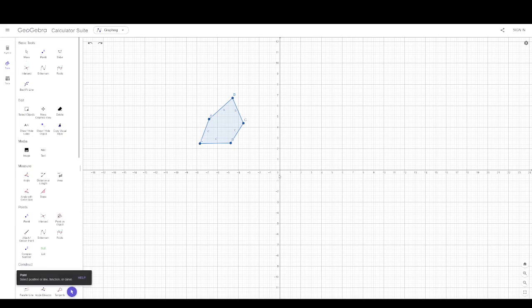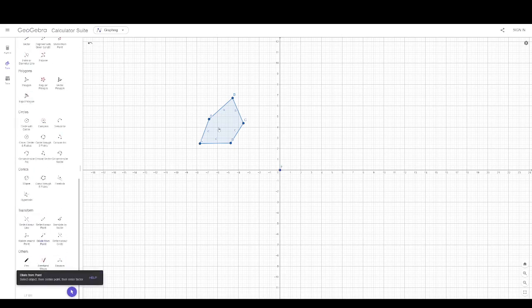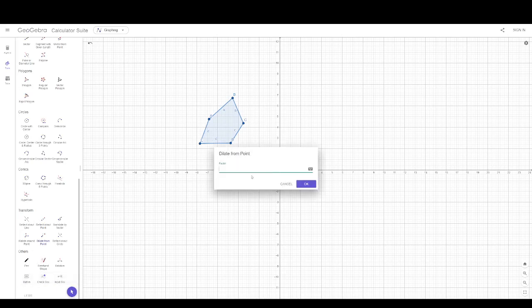I should make a point at the origin. So dilations, if we take this shape and dilate it about the origin and make it 0.25 as big, so 1/4 of the size, we get a smaller shape and it moves closer to that center of dilation.